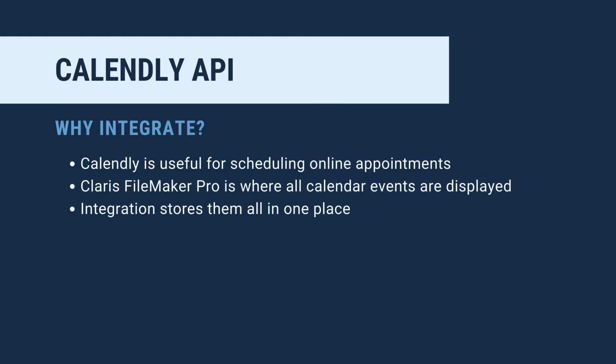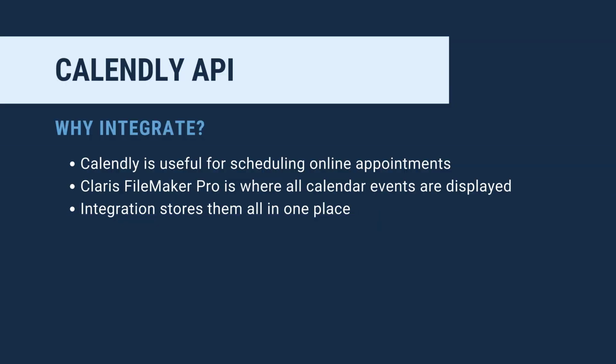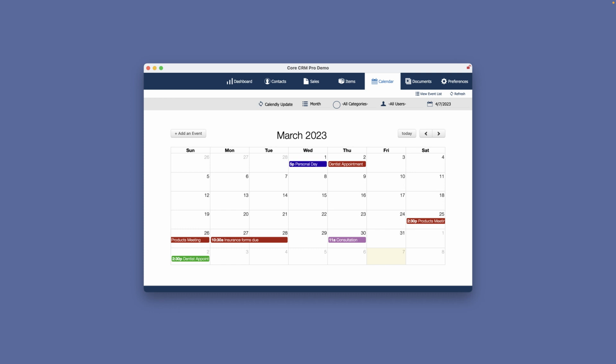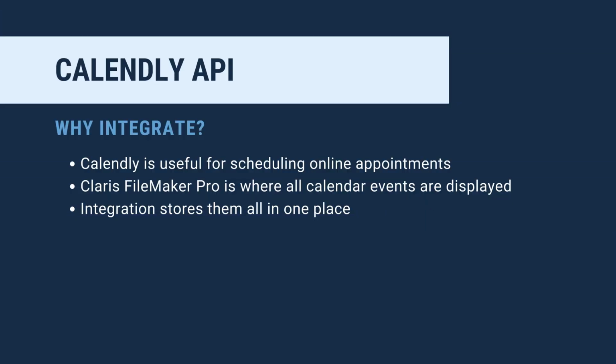So the big question is, why integrate Calendly to a Claris FileMaker Pro solution? Calendly is useful for setting up appointment availability and allowing others to schedule based on available time slots, but it might not show the whole picture. And if I have spent the time to create, or pay to have one created, a custom Claris FileMaker Pro solution, more than likely it will include all my calendar events in one place, or at least that is the goal. So by integrating Calendly into a solution, you are able to provide the whole picture, so to speak.